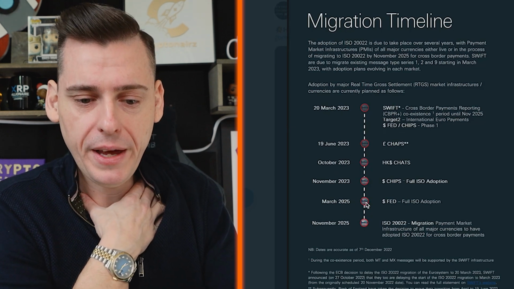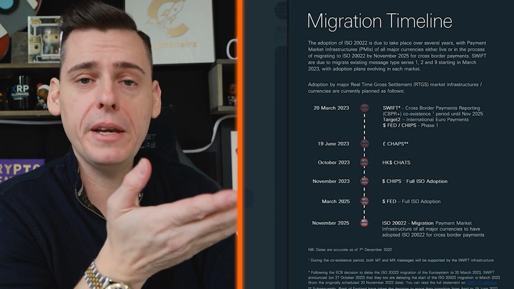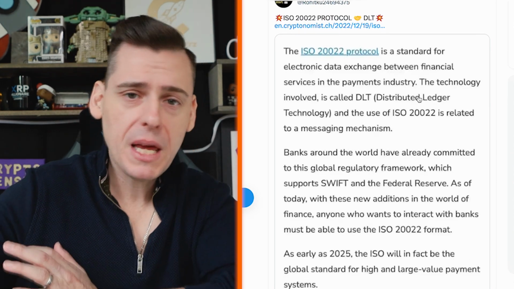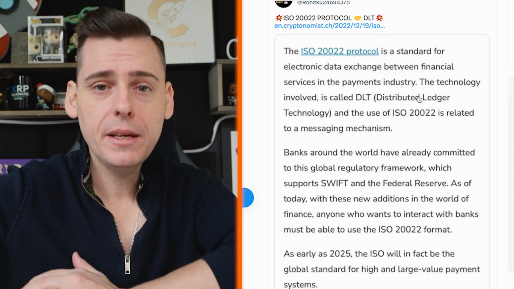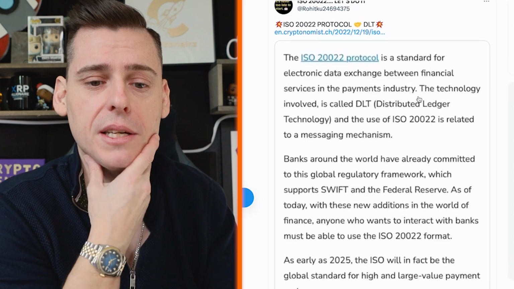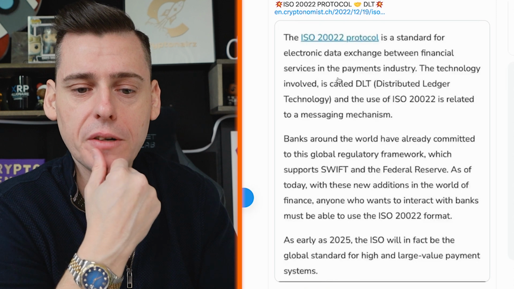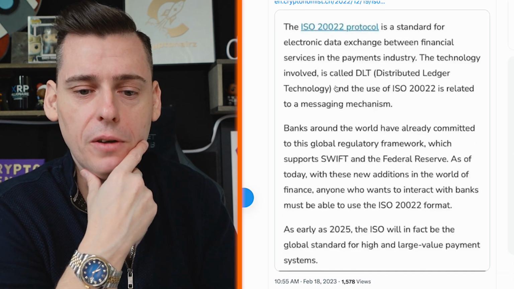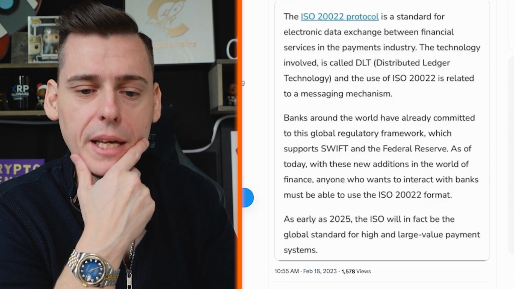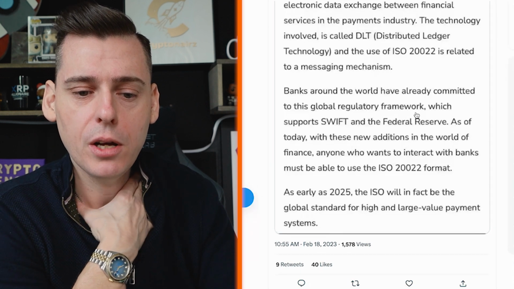All right. And then you have the Fed ISO. This is probably the Federal Reserve going over, but they are rolling out the FedNow payment system too. And if you need to understand more, just Google FedNow payment system, then Google Volante plus Ripple, and understand the VoPay system can use RippleNet to settle transactions, okay? And then here we go. The ISO protocol is a standard for electronic data exchange between financial services and the payment industry. There's technology involved. It's called DLT, Distributed Ledger Technology, and the use of ISO 20022 is related to the messaging mechanism. Banks around the world have already committed to this global regulatory framework, which supports SWIFT.